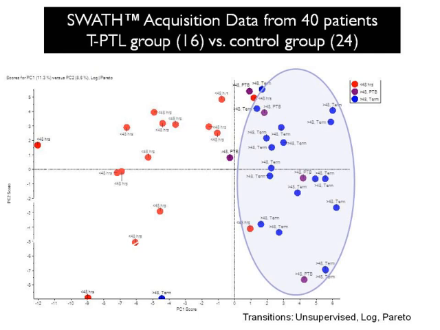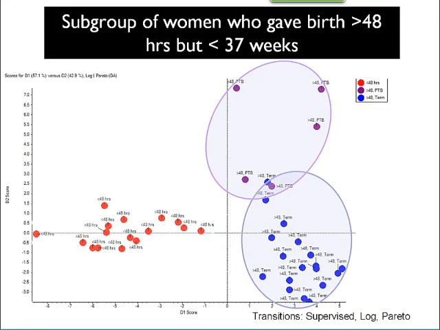Because, as I mentioned with SWATH, you can go backwards in time. After you've measured your data, you can go back and reanalyze again and again and again. So, it turned out that this group could have been split into three. And those three would be the women who didn't give birth until the time was proper, so very many weeks or months after they presented in a hospital, the women who gave birth, and then there was a middle group who gave birth about 2 days later or 3 days later. And it turns out you can separate these out too.